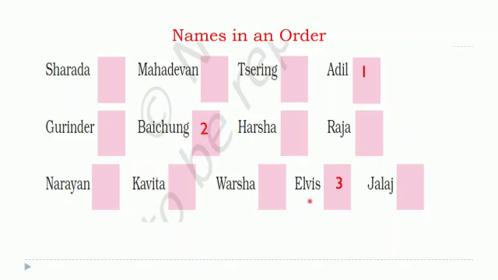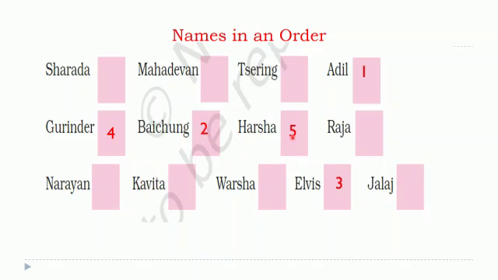Then, after E, what we get? We get F. Is there any name with F? No. After F we get G. So here G. So Gurinder will be fourth one. Okay. So here the first letter is G. So this will be fourth one. Now after G, H. So here H is there, Harsha. So this will be fifth one.